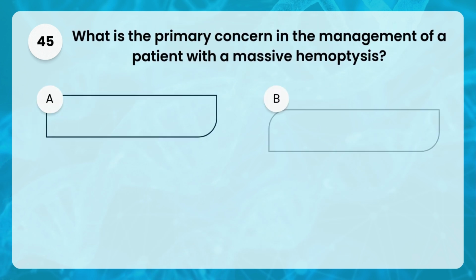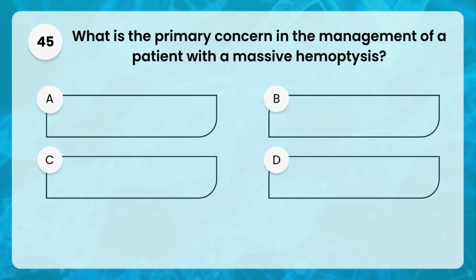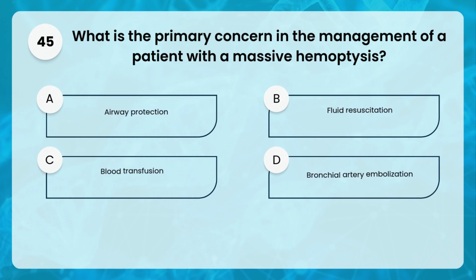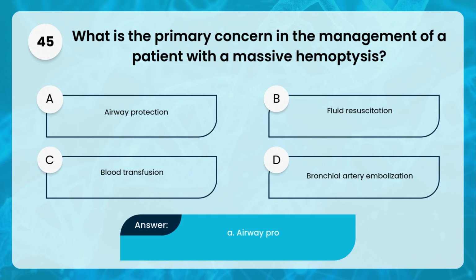Number 45. What is the primary concern in the management of a patient with massive hemoptysis? A. Airway protection. B. Fluid resuscitation. C. Blood transfusion. Or D. Bronchial artery embolization? The answer is A, airway protection.